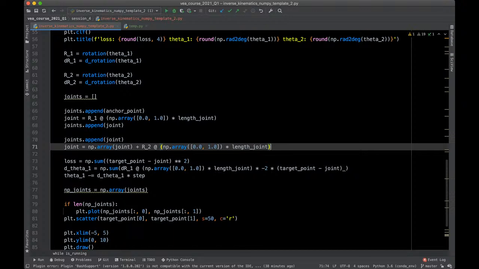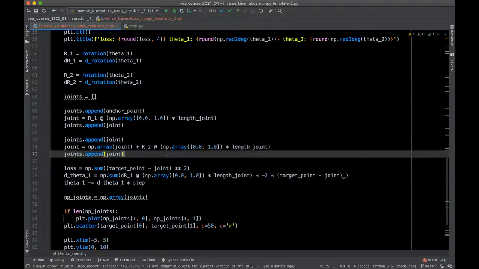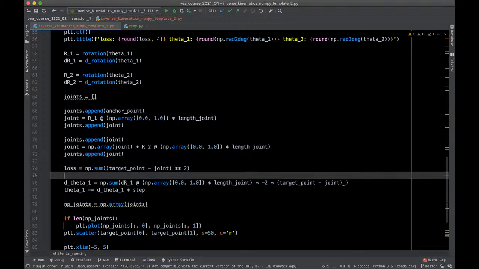Now we have two segments of the arm, and then we need to add it here, like that. So this one is cool. Then the theta for the next segment, okay, there we need to derive it a little bit further.